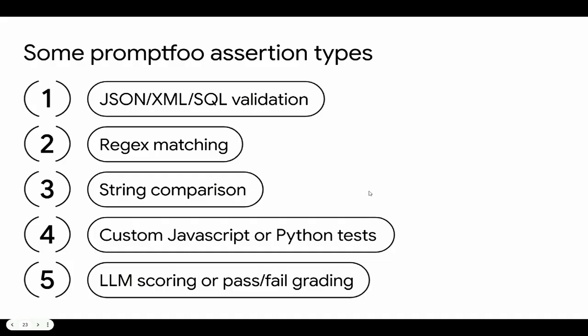So I can validate, for instance, is it valid JSON, is it valid XML, is it valid SQL code, whatever kind of output we're looking for, we can just validate that. I can do regex in order to do string matching. See, does it follow whatever format I want? I can look, does it contain a word that I'm looking for? Does it not contain a word that I'm looking to exclude from the output? I can write custom JavaScript or Python tests, or I can create an LLM rubric and send it to GPT-4 to have GPT-4 evaluate, does it actually meet the criteria that I want?